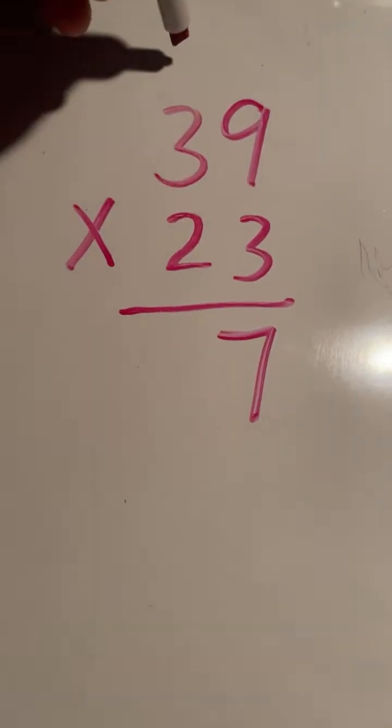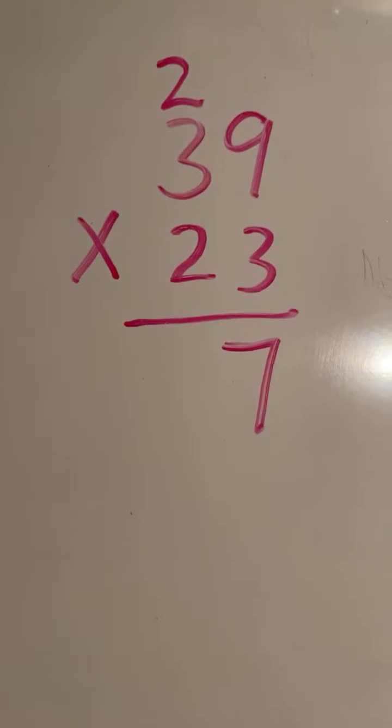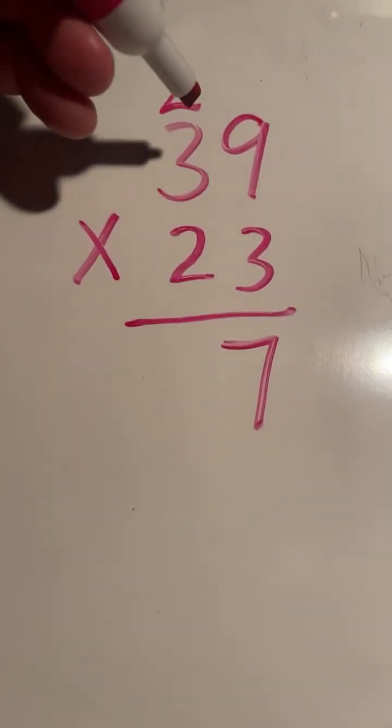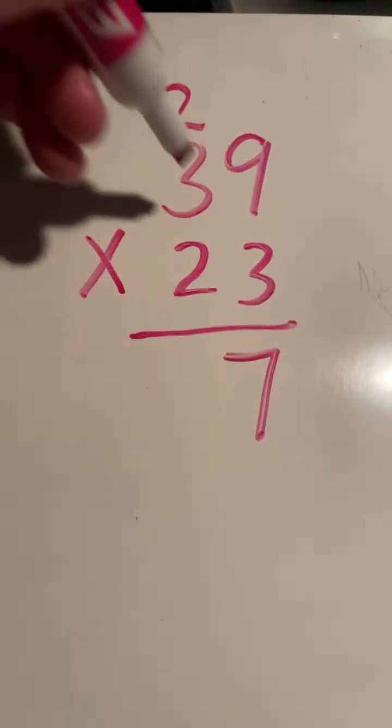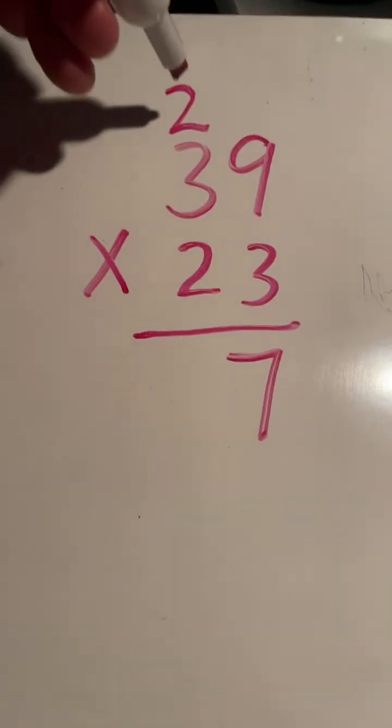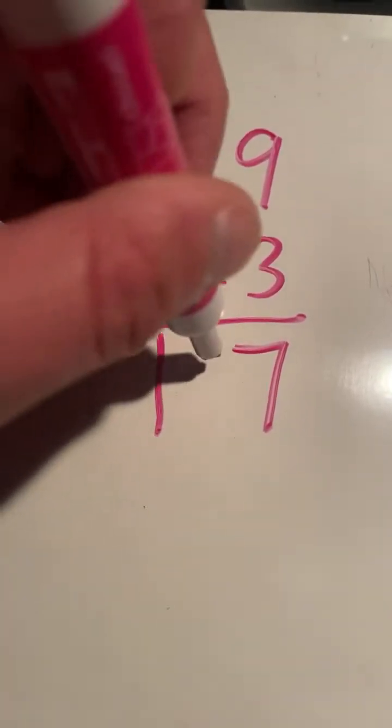9 times 3 equals 27. The 7 in 27 goes in the ones place. The 2 gets carried over to the tens place. 3 times 3 equals 9. We have to add the 2 that we carried over. 9 plus 2 equals 11.